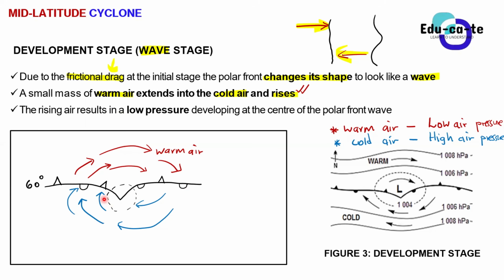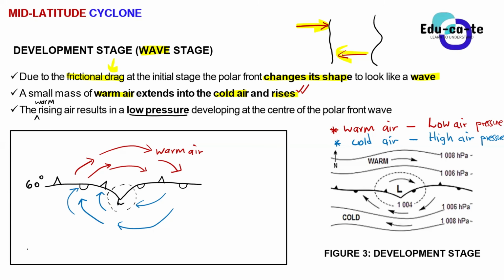Now, the warm rising air, guys, when you describe it, you must be very precise here. Don't just say the rising air, you have to say that the warm rising air results in a low pressure developing at the center of the polar front wave. So here there is a slightly low pressure, a small low pressure, but sometimes they will not write the L, bear in mind. We're still going to the mature stage.